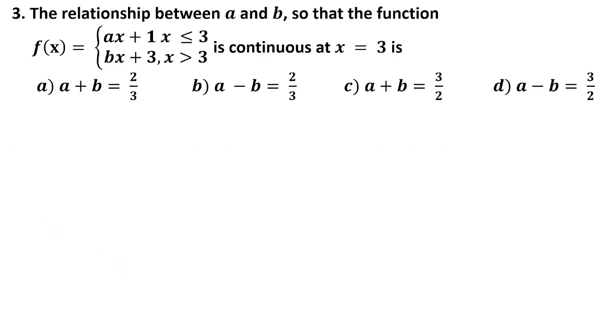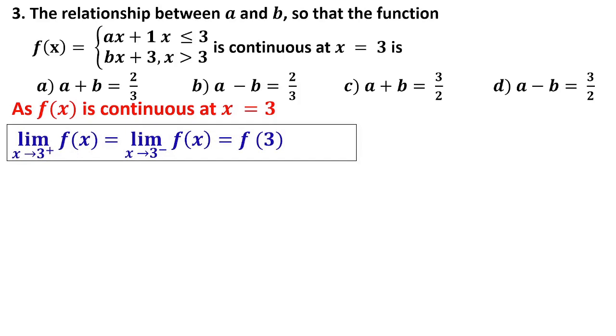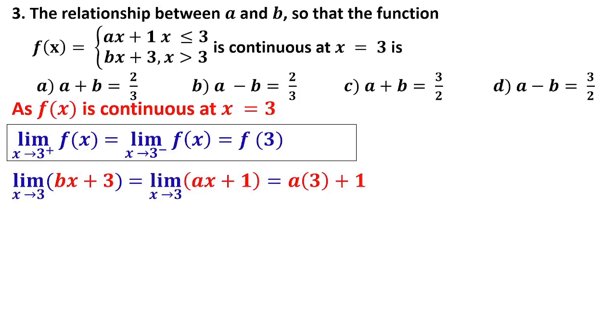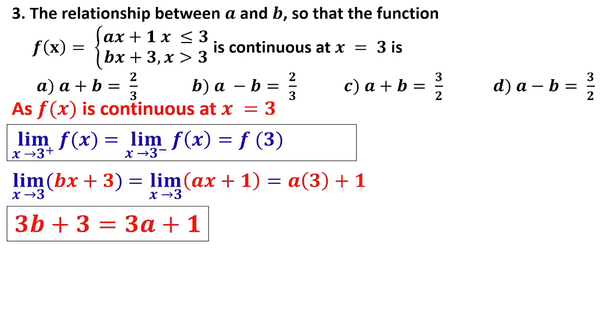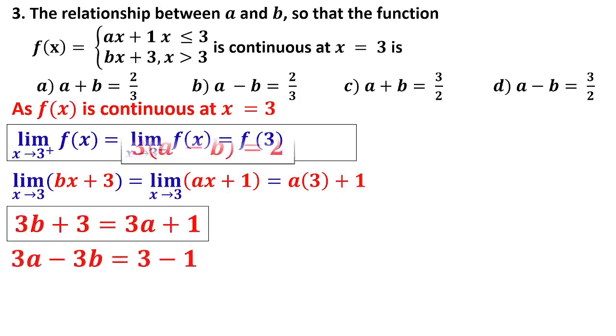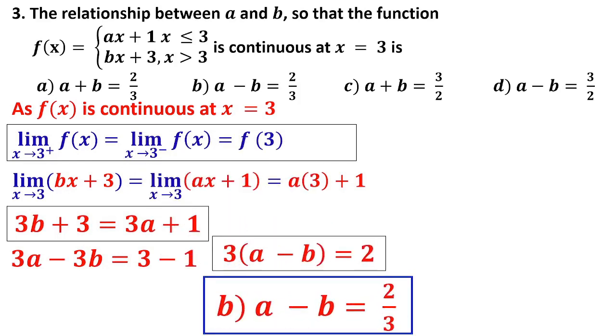Find the relationship between a and b so that the function is continuous. Let us use the condition for continuity. A function is continuous when the left limit is equal to the right limit is equal to the functional value. For 3 plus, we have to take greater than 3. For 3 minus, we have to take less than 3 function. I have taken it. Limit x goes to 3, bx plus 3. Limit x goes to 3, ax plus 1 is equal to a into 3 plus 1. Equate 3b plus 3 is equal to 3a plus 1. Therefore, the answer is a minus b is equal to 2 by 3. Option B.